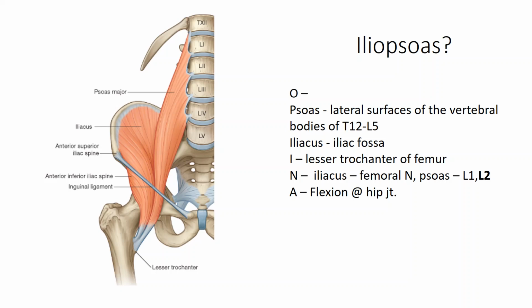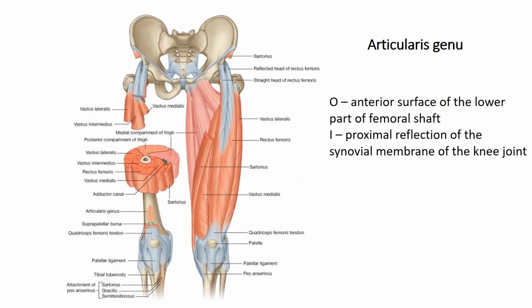And since it also crosses the hip joint anteriorly, its contraction will cause flexion at the hip joint. So it is again a flexor of the hip.